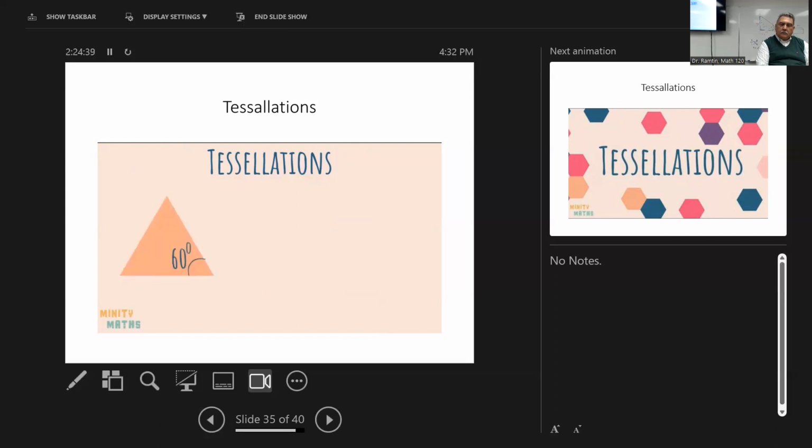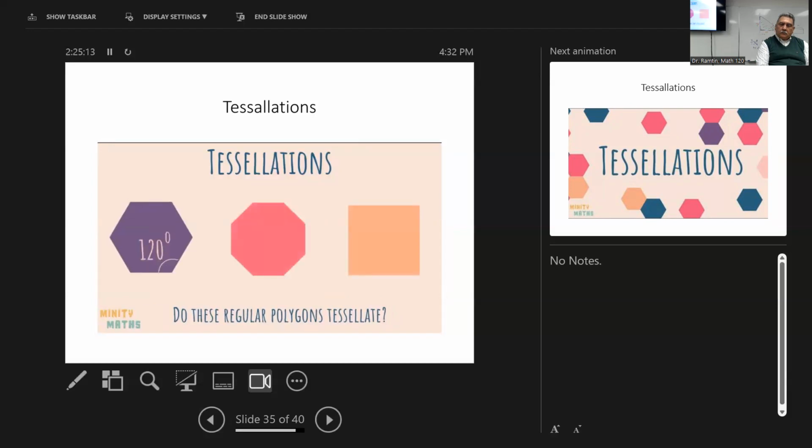So here we have an equilateral triangle, interior angles of 60 degrees. To find out if this shape tessellates, we divide 360 by 60, which gives us a whole number. This tells us that this shape tessellates. Here we have a regular pentagon with interior angles of 108 degrees. This does not divide fully into 360, as we are left with a decimal number. Therefore, this shape does not tessellate. Have a look at these regular polygons and work out if they tessellate. Pause the video whilst you figure it out.